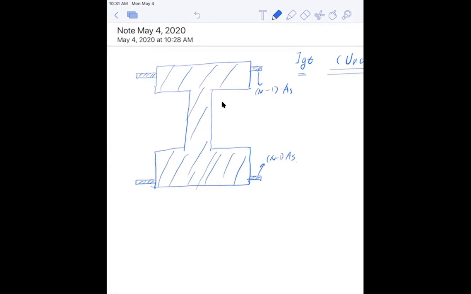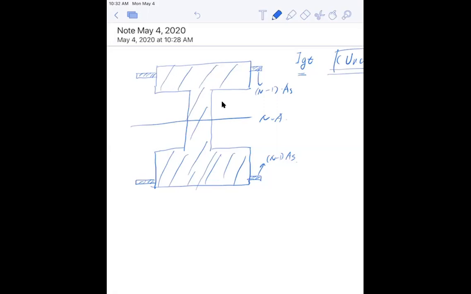So how do you find I_GT? You find the neutral axis, and you proceed with the moment of inertia. That's how you find I_GT. But this is only for positive bending moment. Now some of you ask, how about negative? So think about it a little bit. Now we're talking about uncracked.